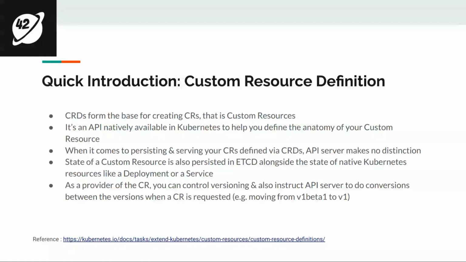So the sequence would be that you will write a CRD first, and then you will apply it to your cluster. Then you will write a custom resource based on that CRD, and you will apply the resource to the cluster. And when you do so, just like how the API server is capable of checking the native objects for correctness and for adherence to the schema, similarly, your custom resource would also be checked against its definition, whether it is meeting the criteria or not. And if not, your request would be rejected and the resource will not be created.